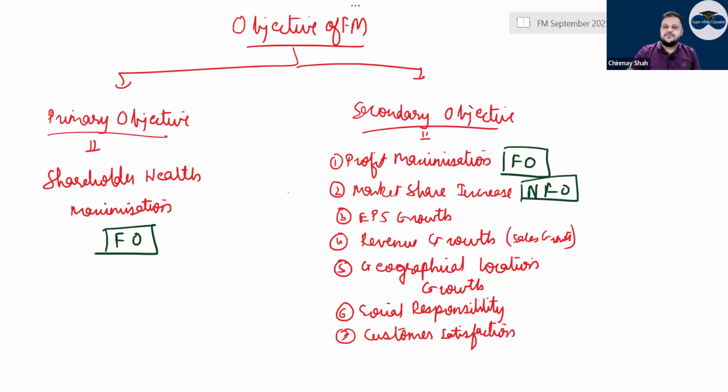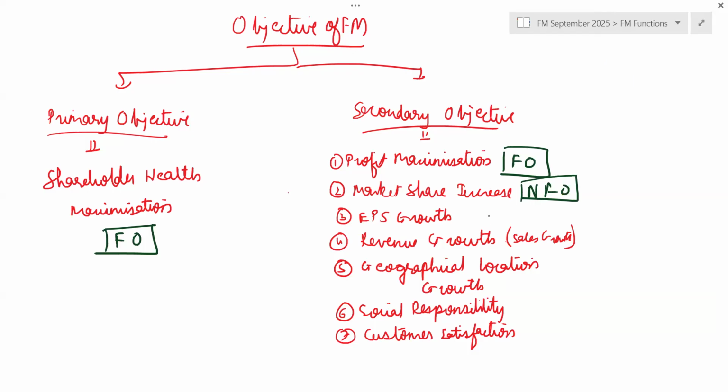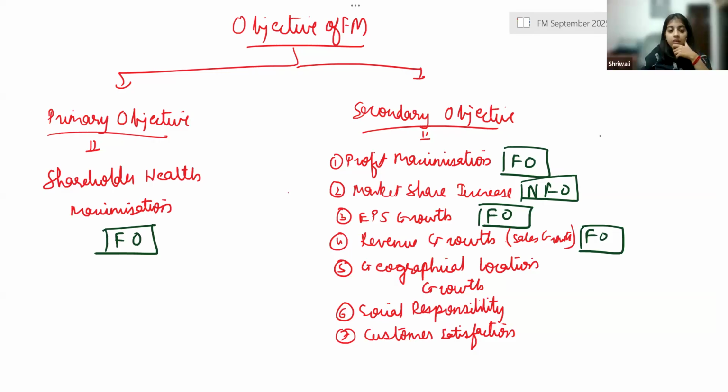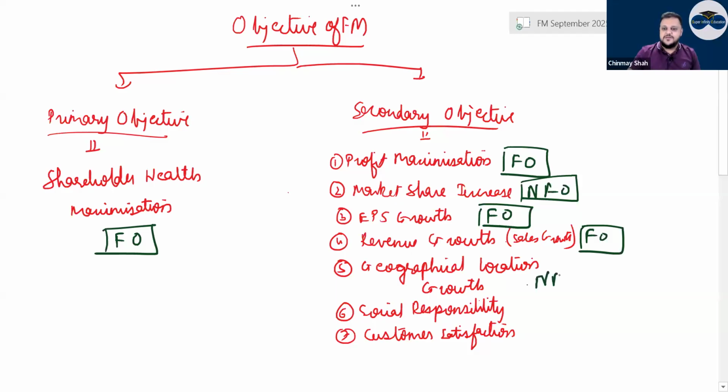EPS growth. Financial or non-financial? Financial. Revenue growth. Financial. Correct. Geographical location growth. Non-financial. We are now in 10 locations, but what does that have to do with profit? Correct. Non-financial objective.